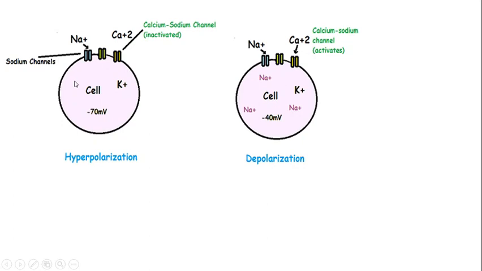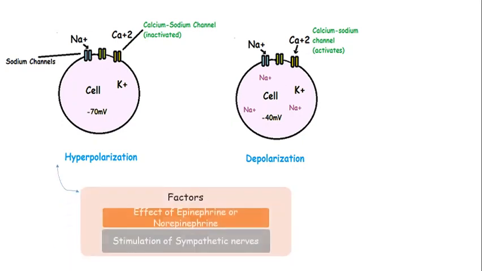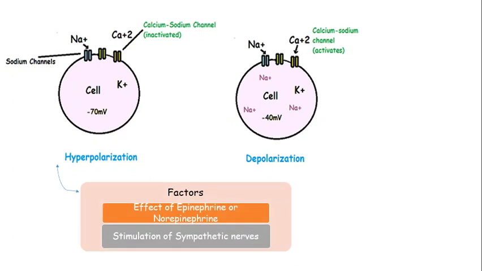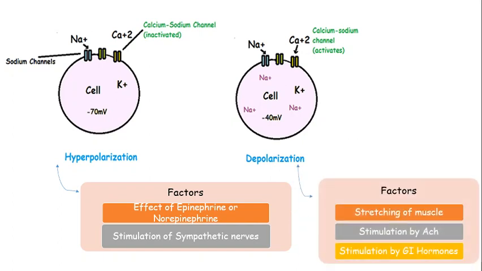Then you have hyperpolarization and depolarization states. The hyperpolarization state is the one in which the cell's resting membrane potential is much more negative than -60 or -50, and depolarization is when the resting membrane potential is less negative than -60 or -50, like -40. Risk factors that cause hyperpolarization are epinephrine, norepinephrine, and stimulation of sympathetic nerves, which also release norepinephrine. And depolarization is due to stretching of the muscles, stimulation by acetylcholine, or stimulation by GI hormones.